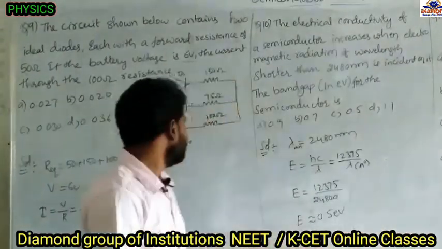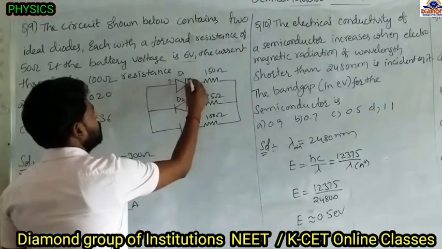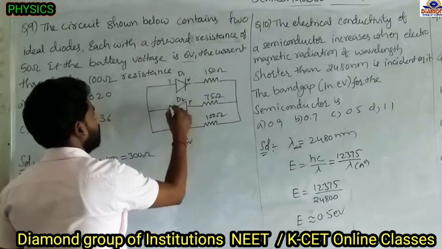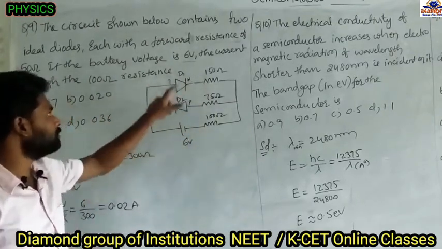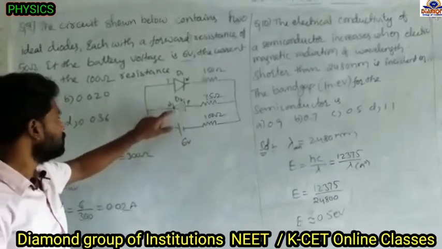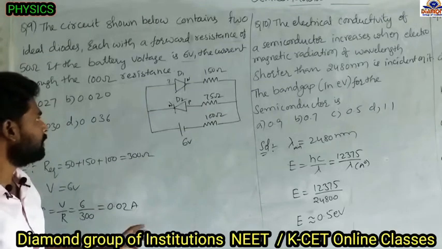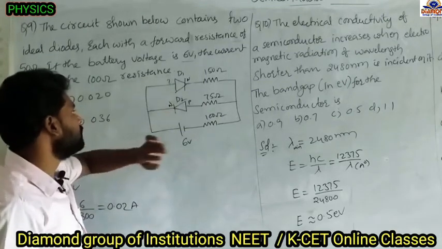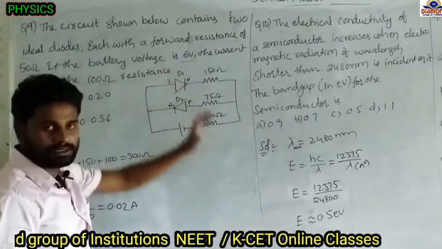Once you see here, this diode has the P side and N side. P is connected to positive, N is connected to negative, so D1 is in forward bias. For the other, N is connected to positive, P is connected to negative, so D2 is in reverse bias. If it is in reverse bias, it will act as open. If it is in forward bias, it will act as a short circuit.